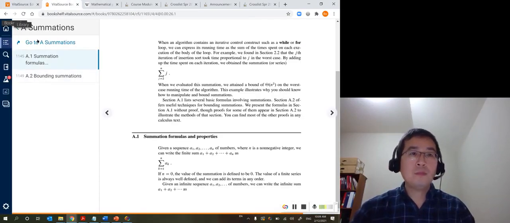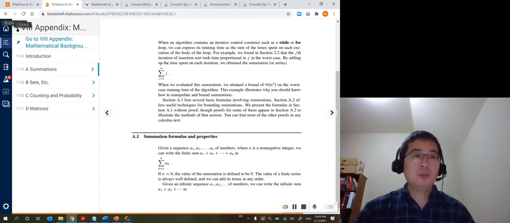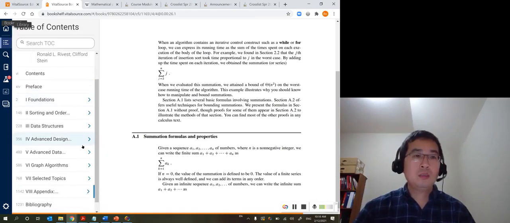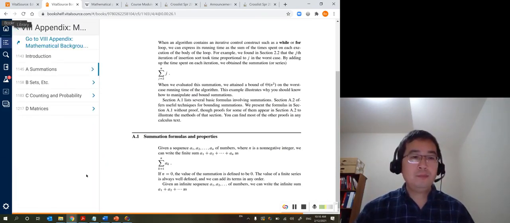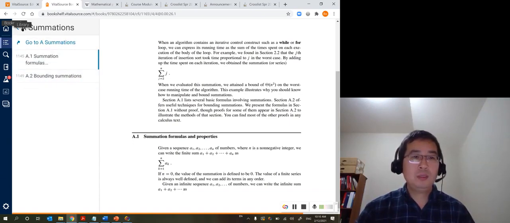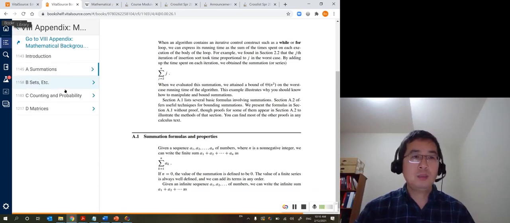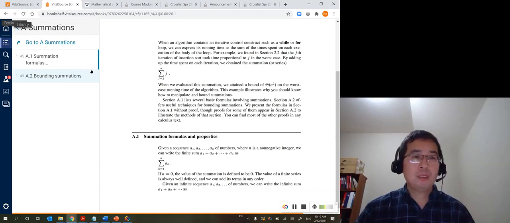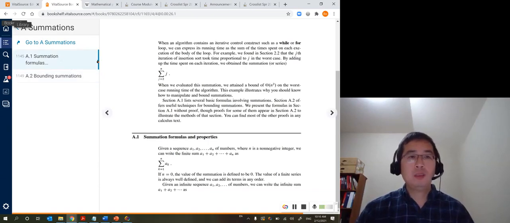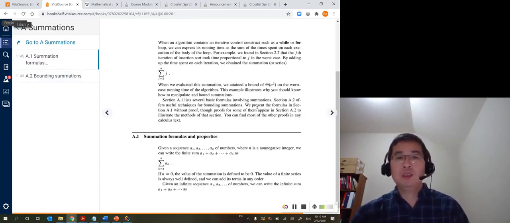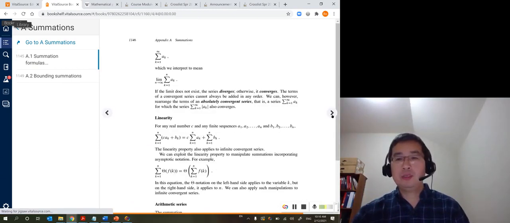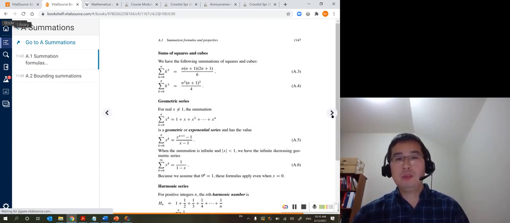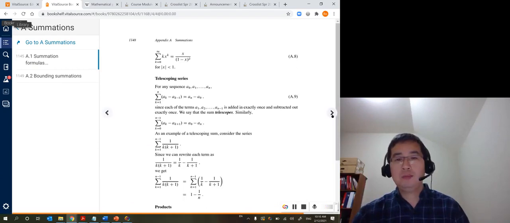If you go to the book, and then the appendix, and then summations, I think this one is enough. Summations: we have different series and so on. We'll review this one in the slides as well. So if you have time, you can learn these things first.